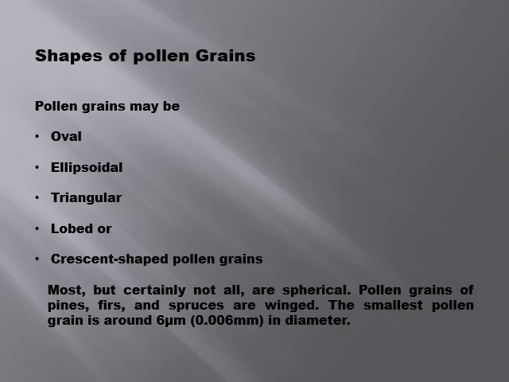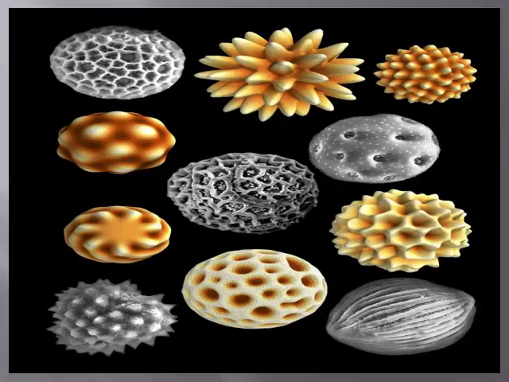Pollen grains of pines, firs, and spruces are winged. So we can say that gymnosperms have winged pollen grains. The smallest pollen grain is about 6 micrometers in diameter. Here in this diagram you can see the different shapes of pollen grains. Some are irregular, some are spherical, some are ridged, some have furrows, some are oval in shape. So different shapes of pollen grains are present in different species of plants.